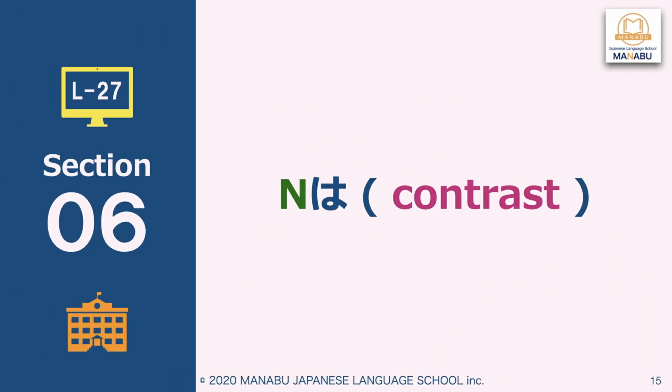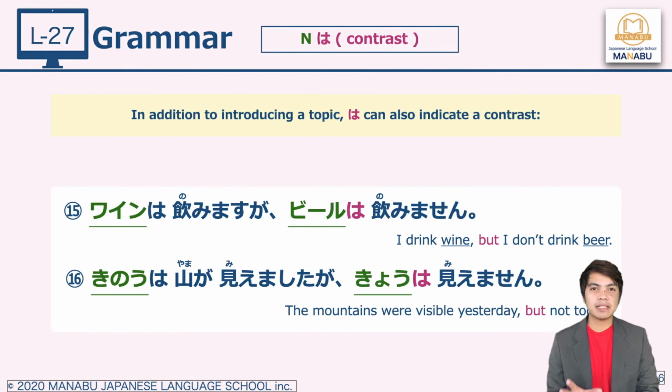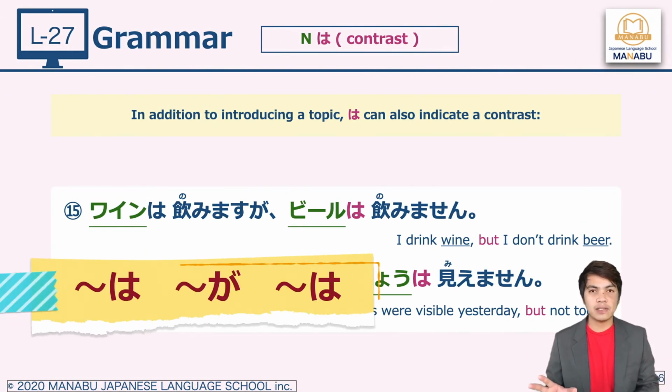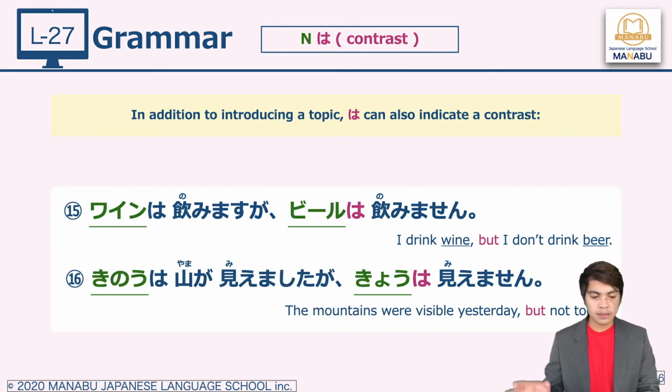Grammar point number 6, noun wa, contrast. So remember guys, this very simple pattern, the wa ga wa. We will call this pattern the wa ga wa pattern. In addition to introducing a topic, wa can also indicate a contrast. So this example number 15, wine wa nomimasu ga beer wa nomimasen.